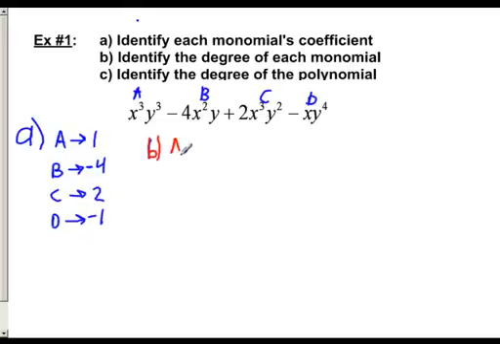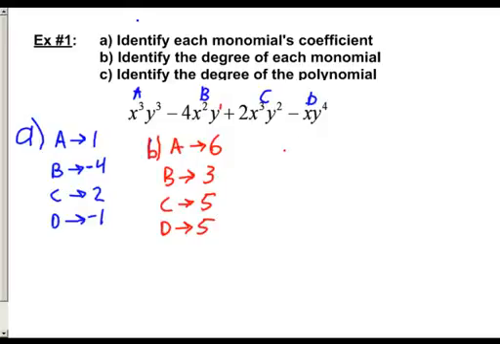So for monomial A, the degree would be 3 plus 3, or 6. For monomial B, the degree would be 2 plus, remember, this is really a 1 right here, 2 plus 1 would be 3. For monomial C, the degree would be 3 plus 2, which is 5. And for monomial D, the degree would be 1 plus 4, or 5 again. Wonderful.